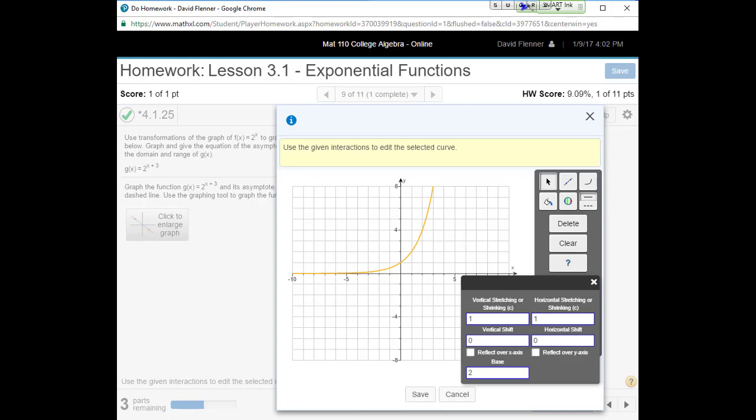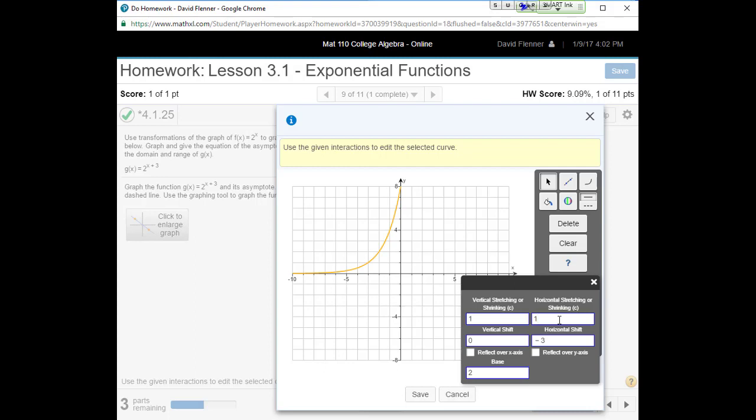They also give you this little toolbox down here that allows you to enter the different changes to the graph. So here, the only change that we have is a horizontal shift, and since it's plus 3, it's going to go to the left. So I need to put in a horizontal shift of -3 to make that graph move over to the left 3 units. All right, so now if you'll notice, the graph has changed when I put that in.